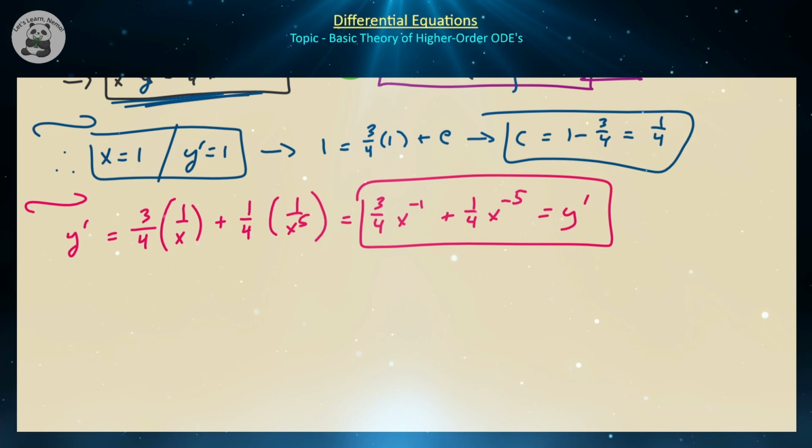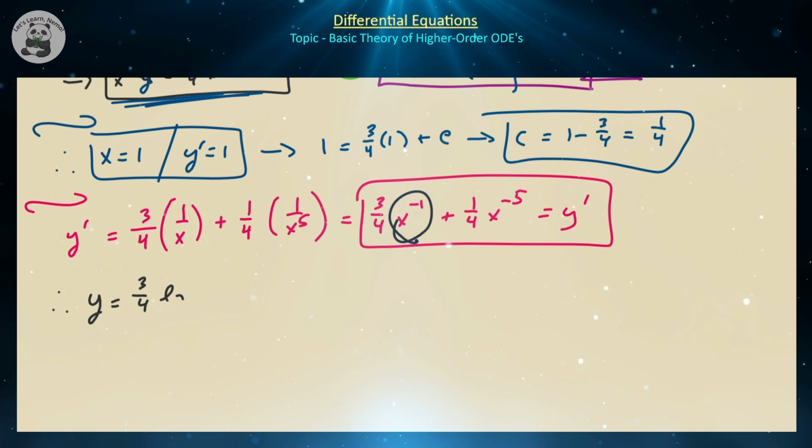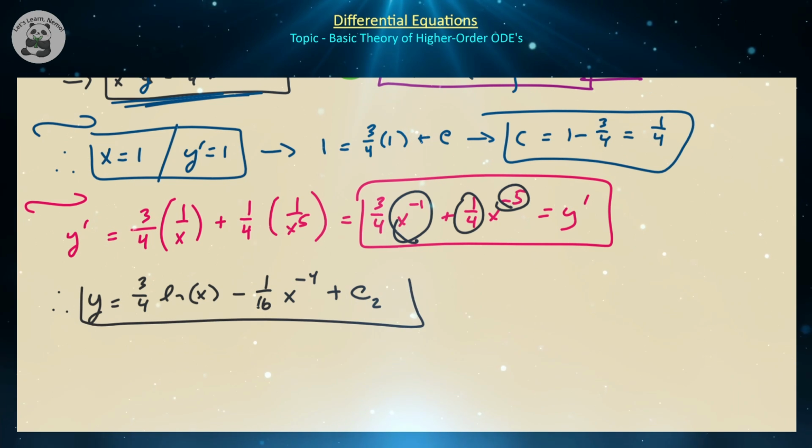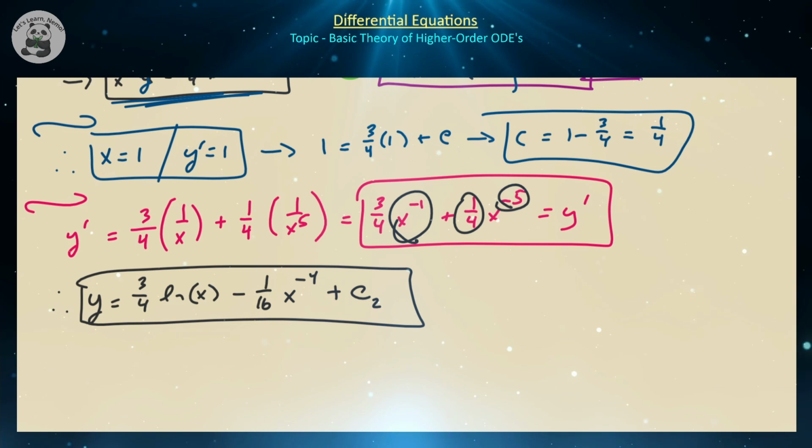And then, of course, we're going to get another constant. So we're going to have y is equal to 3/4 times the antiderivative of 1 over x, which, as we know, is the natural log of the absolute value of x. And then over here, when we add 1 to that particular power, we're going to have -4. Divide that by -4 to get -1/16 as my constant, and then x to the minus 4. And then we're going to have some new arbitrary constant, so you can call it c2 if you don't want to use the same constant over and over again.